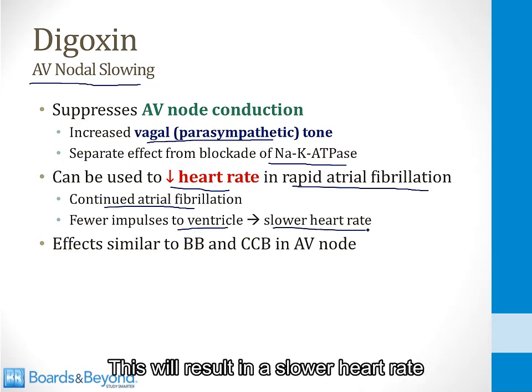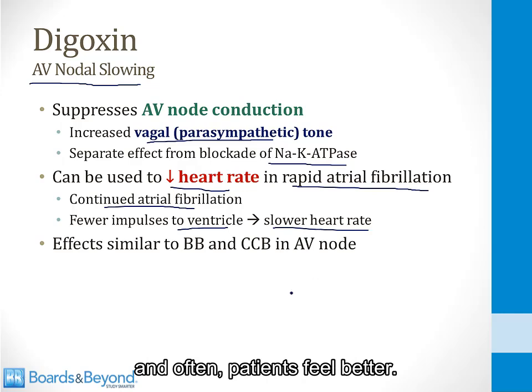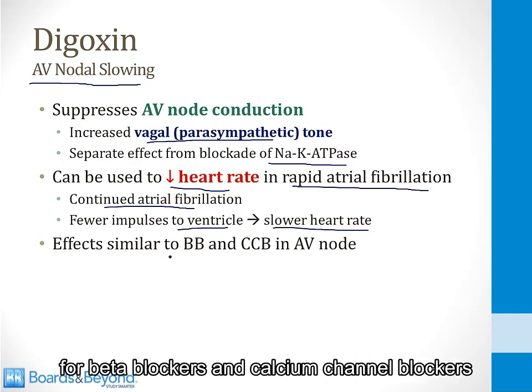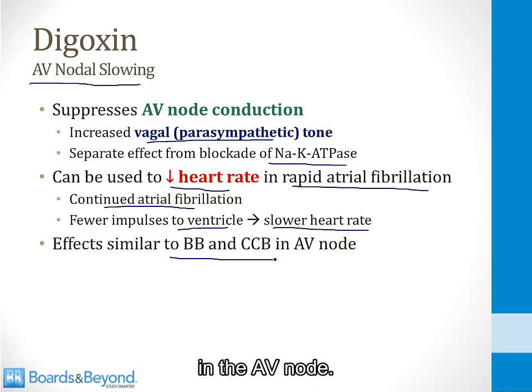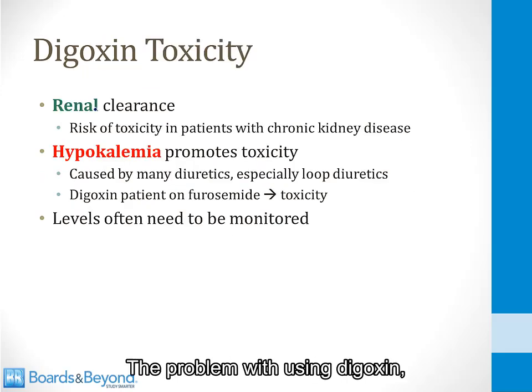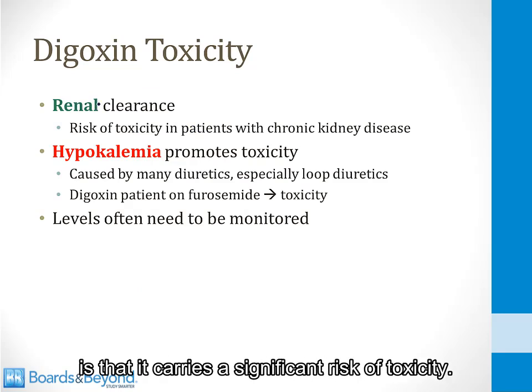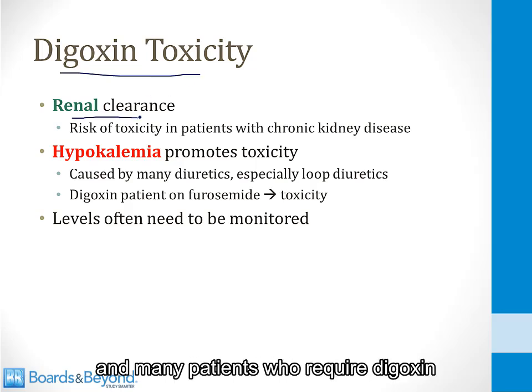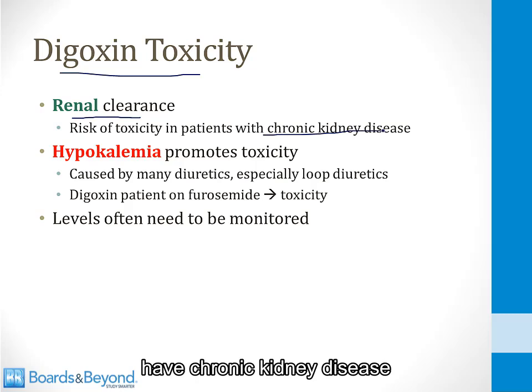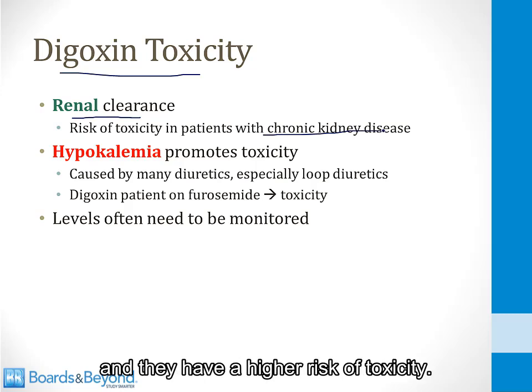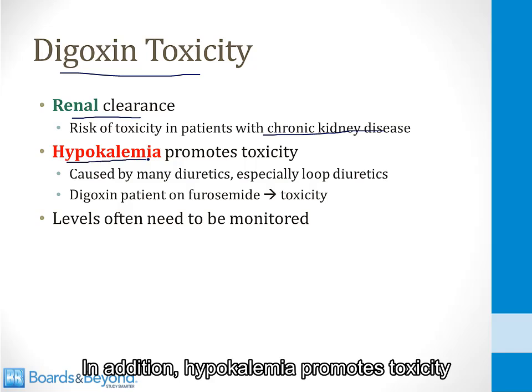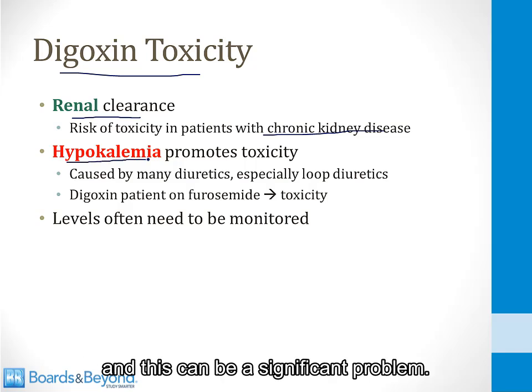This will result in a slower heart rate, and often patients feel better. This is the same effect we talked about before for beta blockers and calcium channel blockers in the AV node. The problem with using digoxin, either for its contractility properties or as an antiarrhythmic, is that it carries a significant risk of toxicity. It's renally cleared, and many patients who require digoxin have chronic kidney disease, and they have a higher risk of toxicity.